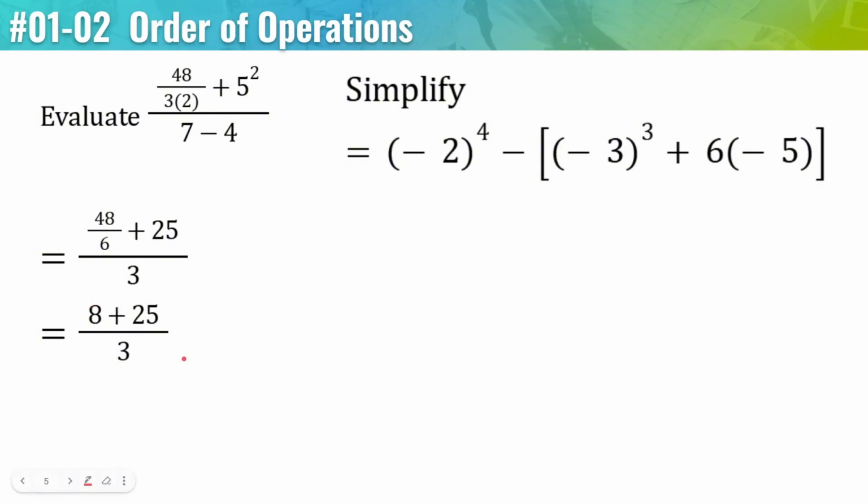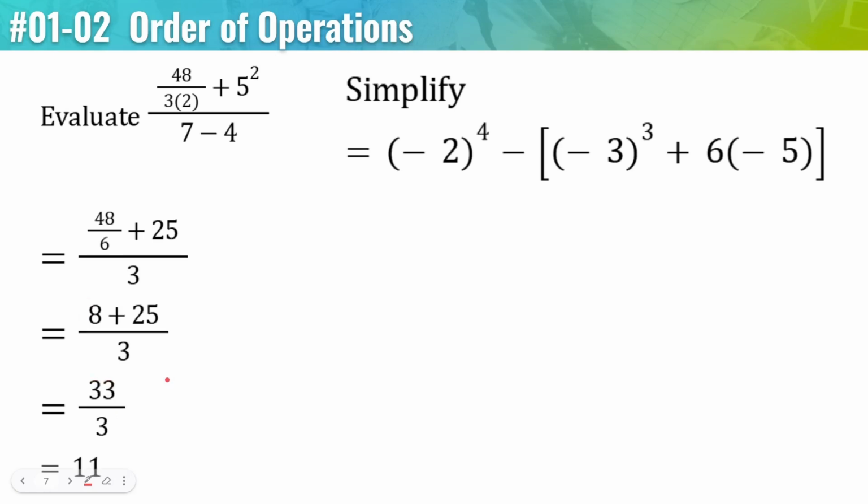So you might be wondering, why do we do this first? As I said earlier, the fraction bar acts as a grouping symbol. So in some schools, it's taught as PEMDAS or GEMDAS, with G being grouping. And it also makes sense because before dividing, you need to add everything in the numerator. So this is going to be 33 over 3, or 11.